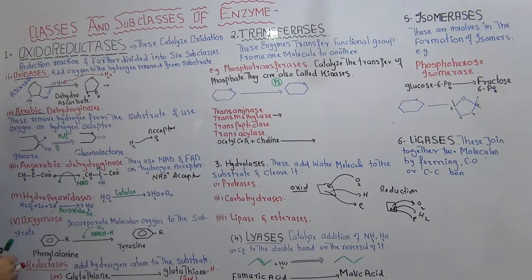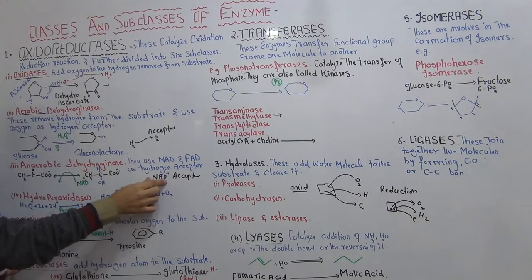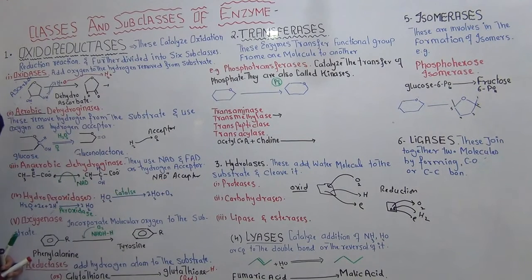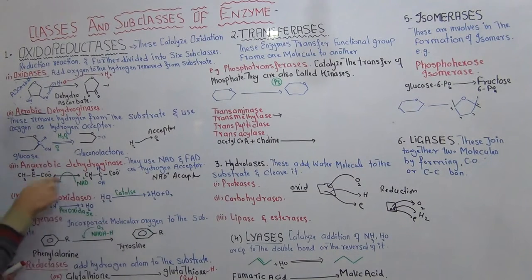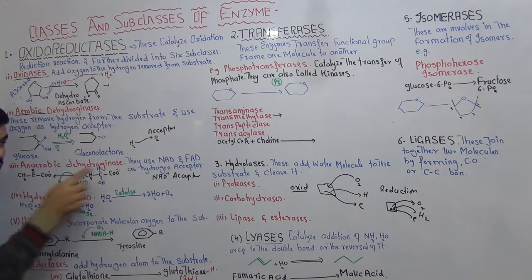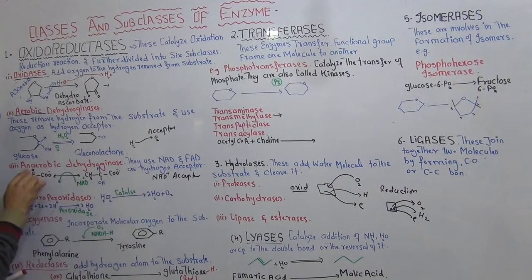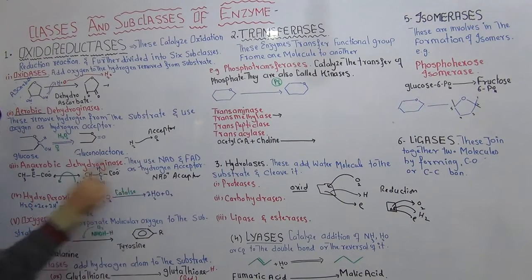NAD, nicotinamide adenine dinucleotide. It's a kind of coenzyme, a kind of cofactor that came from vitamin. And you know very well about coenzyme and cofactor, right? So in this case, the hydrogen will be given to NAD. Anaerobic, without oxygen. So anaerobic dehydrogenases will perform oxidation, but the hydrogen which was removed will be given to whom? To NAD.